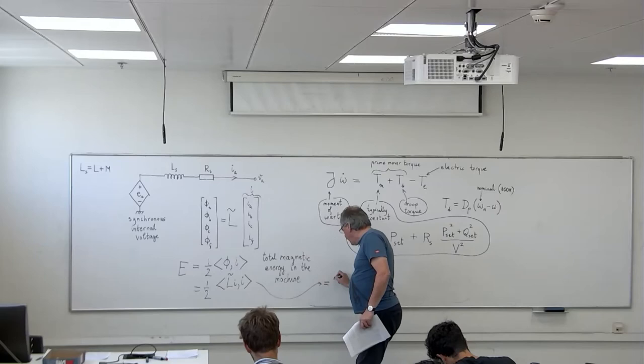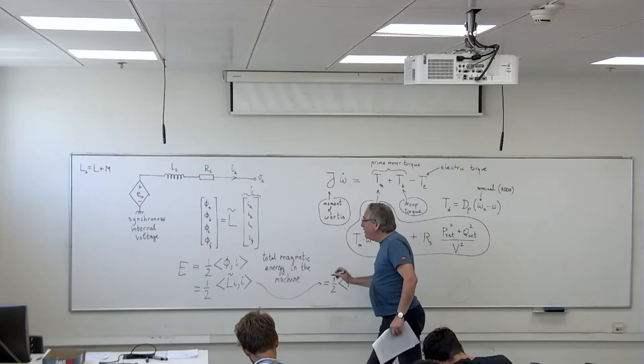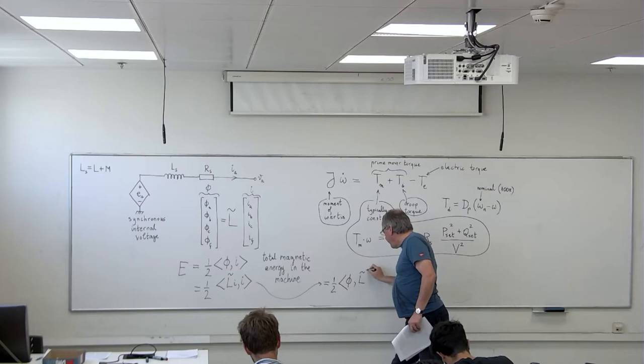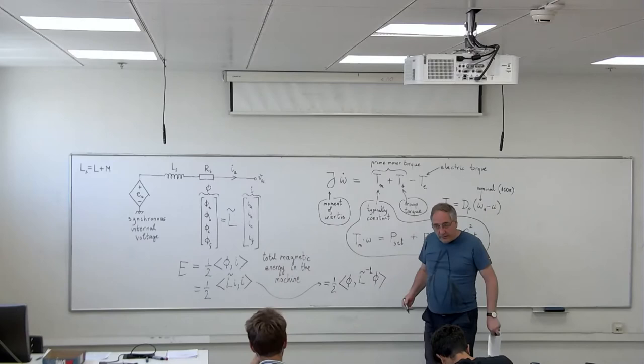It's equal to 1/2. Now, L times I, that's the fluxes, that's a vector of fluxes. Let's call this the vector of fluxes, phi, times L tilde inverse phi. So I can write it just as well in terms of the currents or in terms of the fluxes.